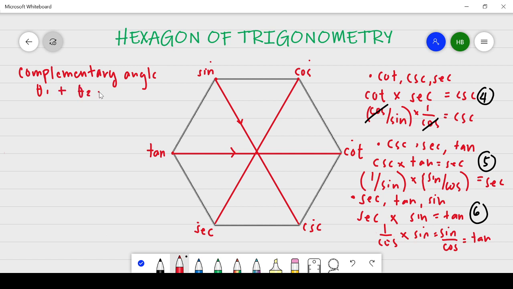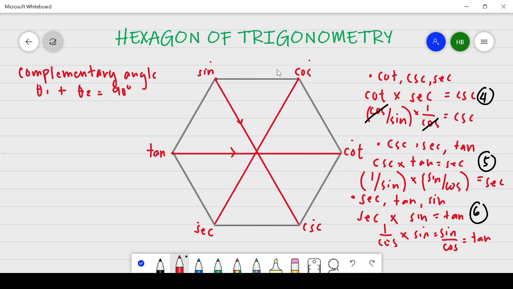Theta 1 plus theta 2 is 90 degrees daw. So ano'ng connection niya dito sa hexagon of trigonometry? Tignan natin muna dito. Hindi muna tayo mag-counterclockwise approach or clockwise approach. Let us give this as a sample.